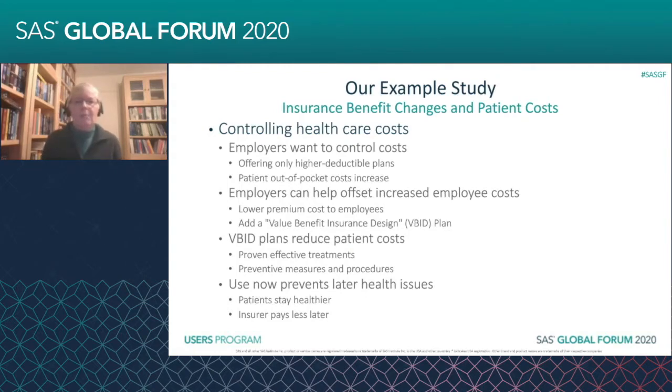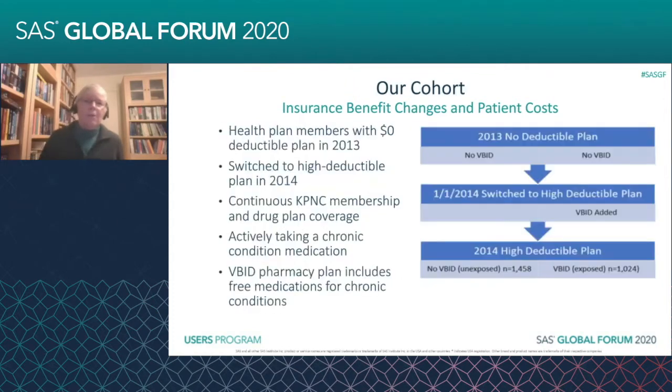So employers can offset these increased employee costs by maybe passing along part of that lower premium to their employees, but they can also add a value benefit insurance design, or VBID plan. And what VBID plans do is reduce patient costs for proven effective treatments, preventive measures, and procedures. And the idea is that by putting these plans in and encouraging employees to use these effective treatments, the employees and patients stay healthier, the insurer pays less later, and therefore we can prevent health issues down the line and reduce costs.